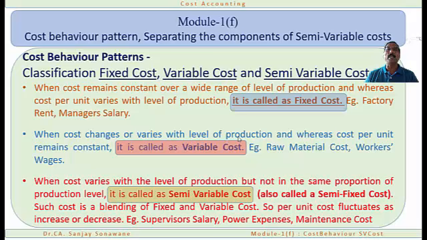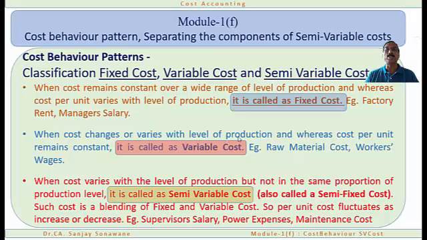Example, let us say a factory rent of 10,000. If you manufacture 10 units, 10,000 will be divided by 10 units and you will work out that 1,000 is the cost per unit. But if you manufacture 100 units instead of 10, then 10,000 rupees divided by 100 works out to a cost per unit of rupees 100. Here the total cost is remaining constant, whereas per unit cost is changing with the level of production. It is called a fixed cost.